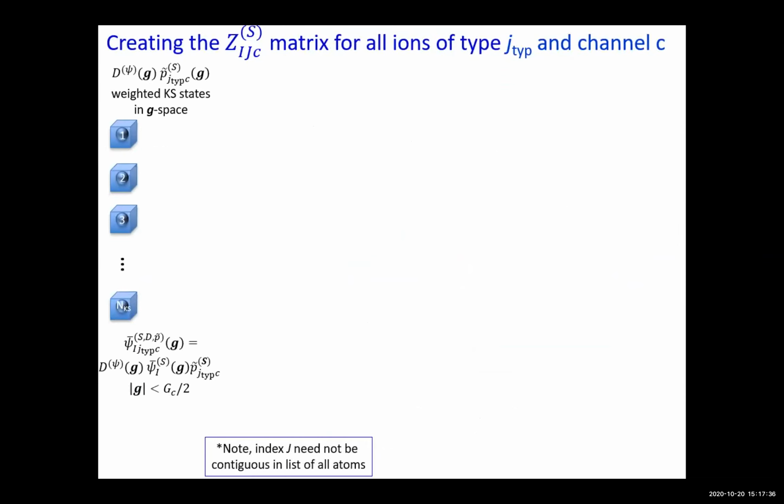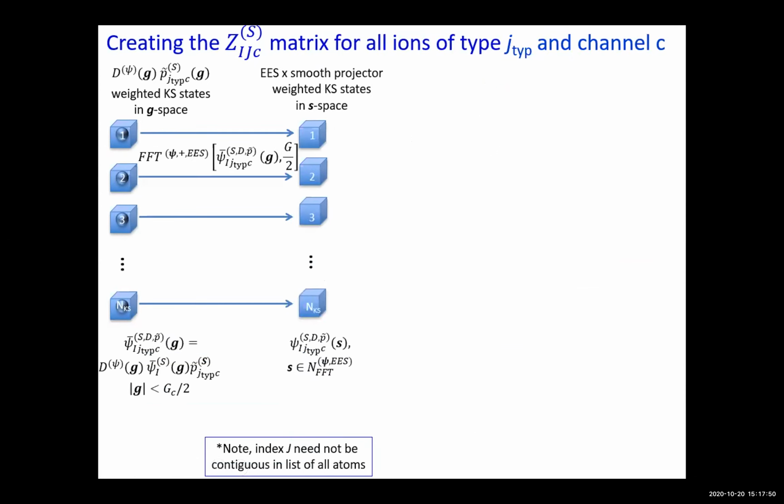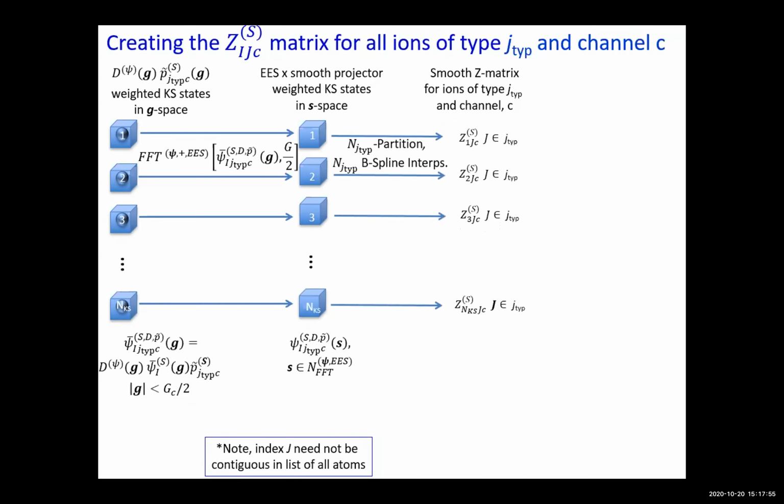So we can also create these Z matrix elements, these overlaps. So we take the D function, multiply it by the projector, FFT into real space, do a B-spline interpolation, and then we have the smooth Z matrix for each ion type. So again, it's an n squared log n operation. There can be many different types of atoms in many channels, and we can handle that.